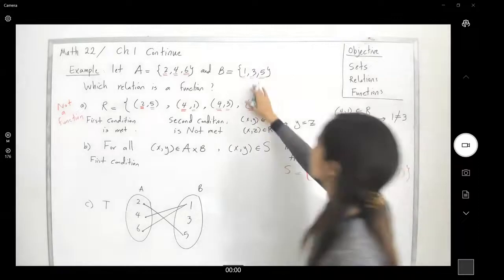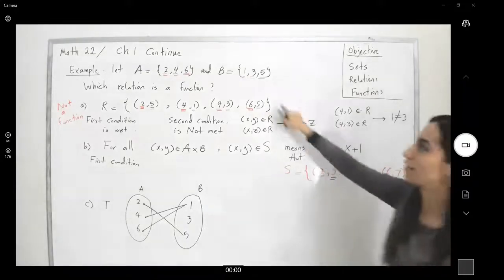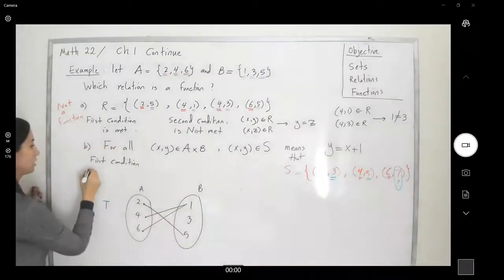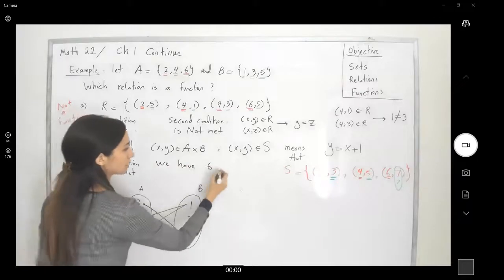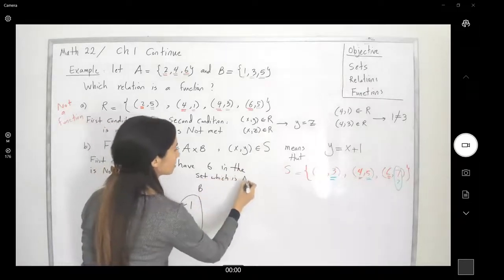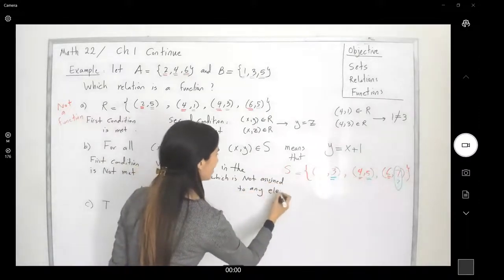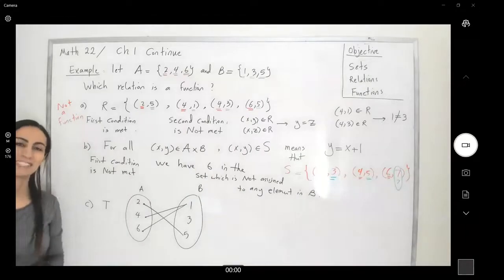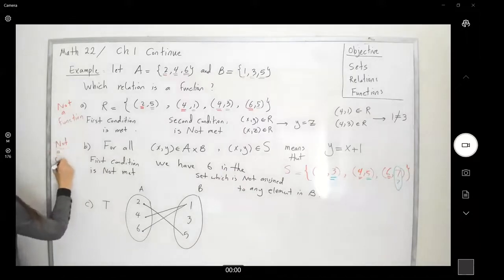I have 3, 3 is here. I have 5, 5 is here. 7, I don't have any 7 in B. So the first condition is not met. We have 6 in the first set, which is not assigned to any element in the codomain. The first condition is not met, so it's not a function.